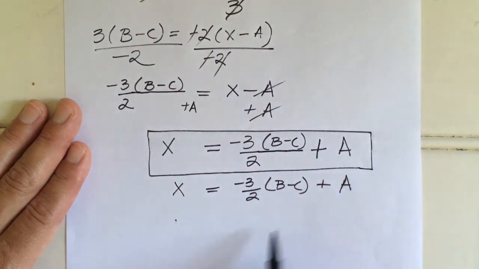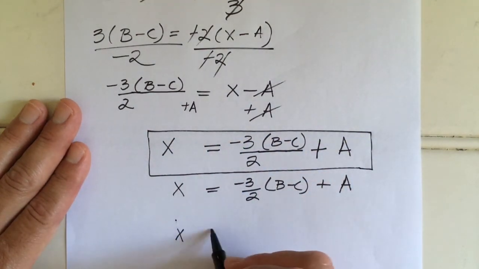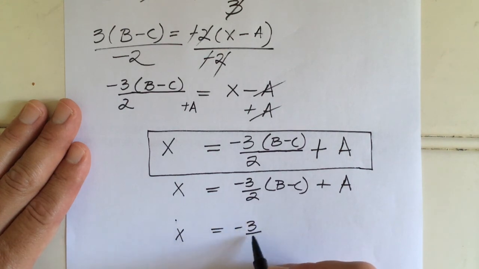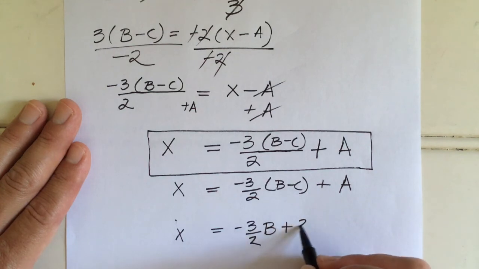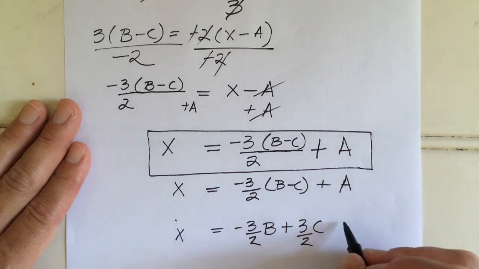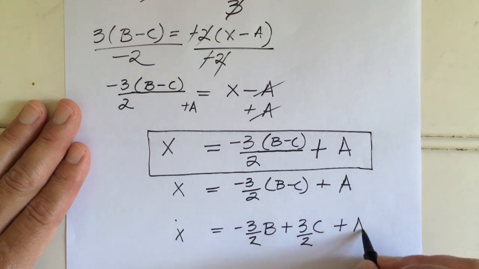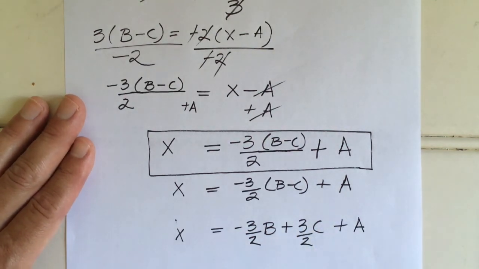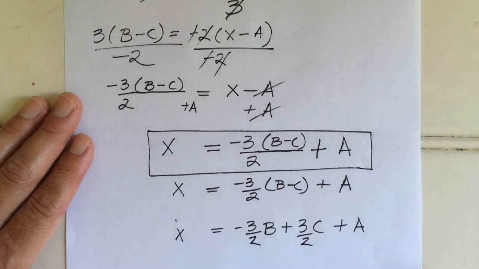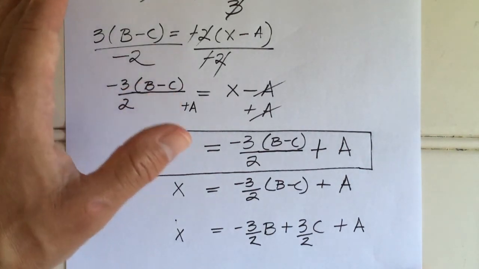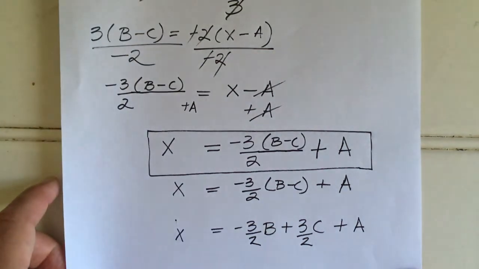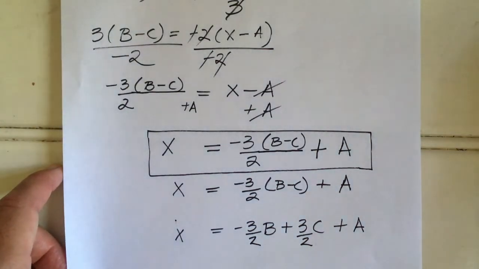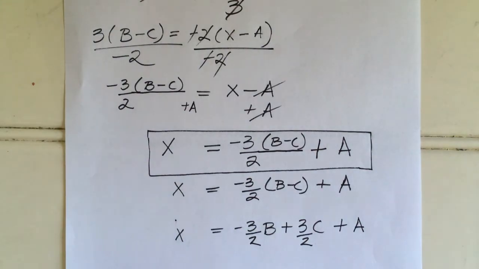So I'm going to go ahead and put a box around that one. Another way it could have been written then is negative 3/2 b plus 3/2 c plus a. And that would work too. So any of those three ways is fine. And yeah, so there's your answer right there. Okay, let's go ahead and look at another problem.